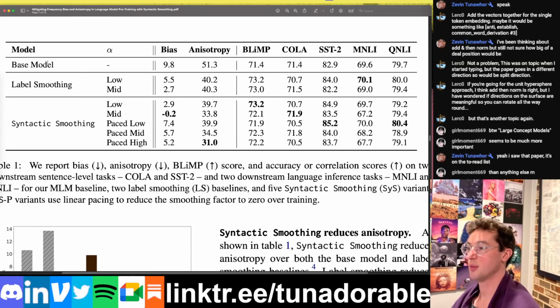Here's that actual table. We have our base model. Label smoothing is a different method that you can consider a different comparison base. And then syntactic smoothing, their method. Low versus high is just a different level of that alpha hyperparameter. And then paced means over the course of training, it does decrease to 0 and we get back to regular next token prediction with one-hots, right? And the results are a bit all over the place. We do find that it successfully does decrease the actual bias, the frequency bias. That's great.